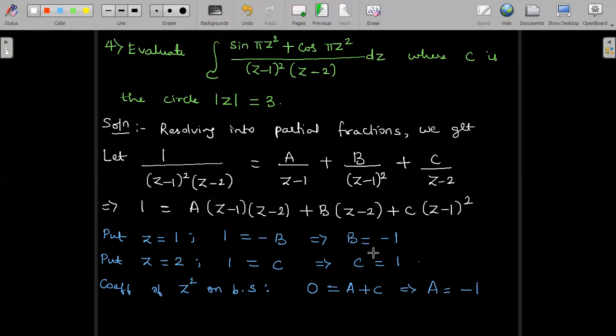So this is how we can obtain the constant values by resolving into partial fractions. B is minus 1, C is 1, A equal to minus 1. Now we will substitute all these into the previous step where we resolved into partial fractions. And we can write down 1 divided by z minus 1 whole square into z minus 2 term.